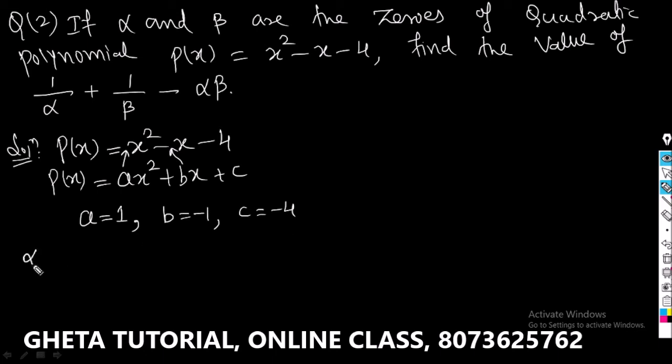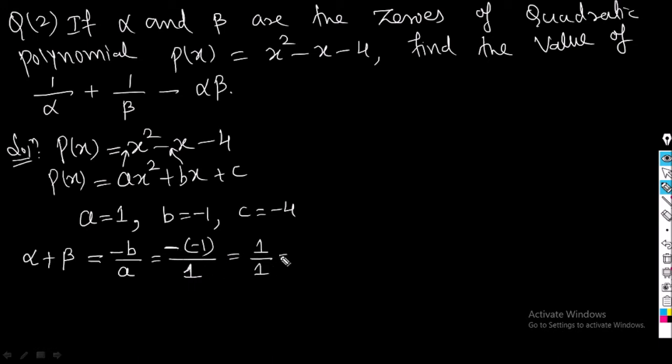The first thing you should find out is alpha plus beta. Compulsory you have to find this one. Alpha plus beta is equal to what? Minus b by a. And b value is minus 1, so write here minus 1. A is 1. Okay, so minus into minus becomes plus 1 by 1. So the answer will come here 1 only. Second relationship is what? Alpha into beta is c by a. C is minus 4, a is 1. So that is equal to minus 4. Okay, so here we got alpha plus beta 1 and alpha beta is minus 4.